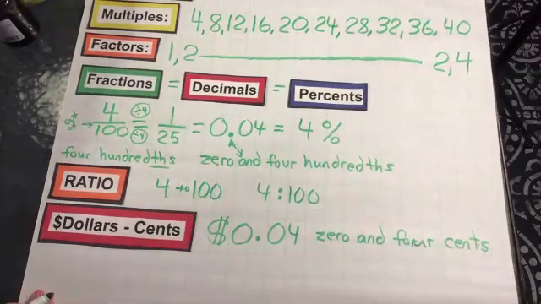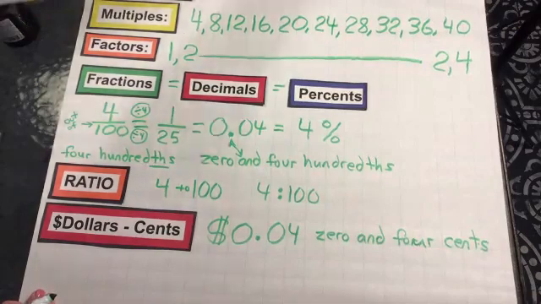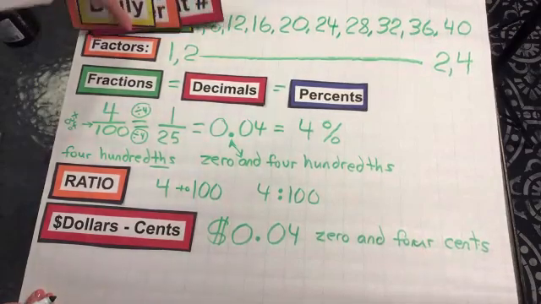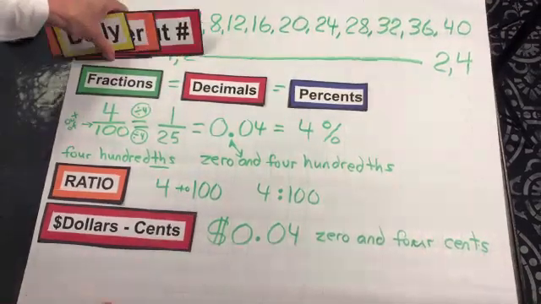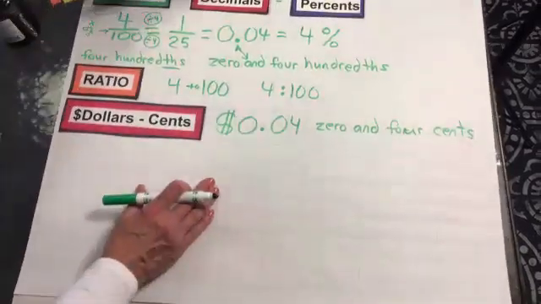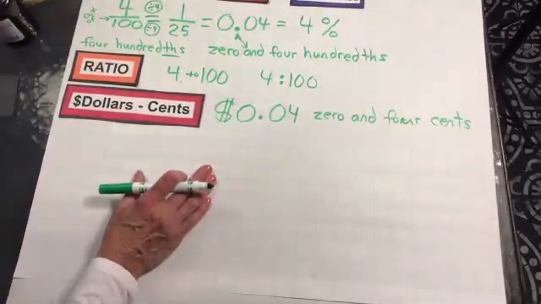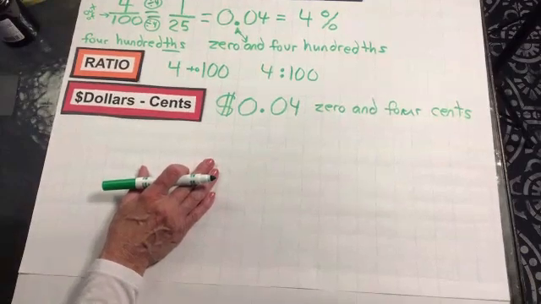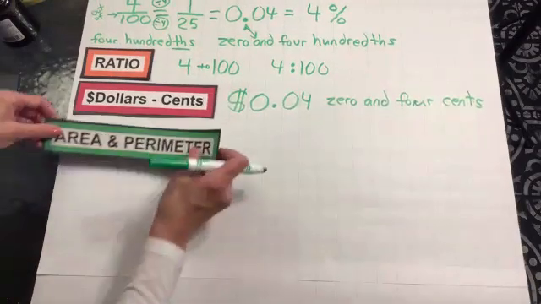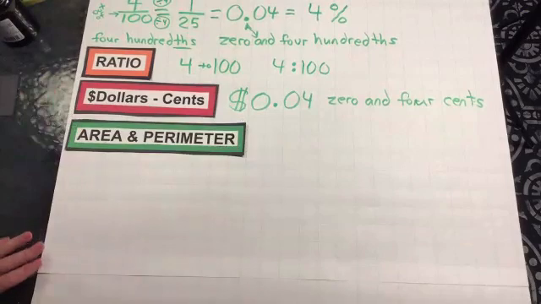All right, everyone's looking good. I am moving right along here. So let's move my paper up. You might have to turn your paper over depending on your space on your paper. Next, area and perimeter.